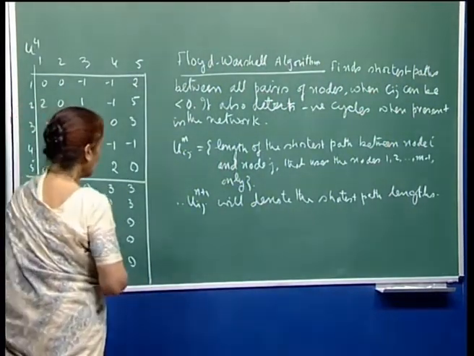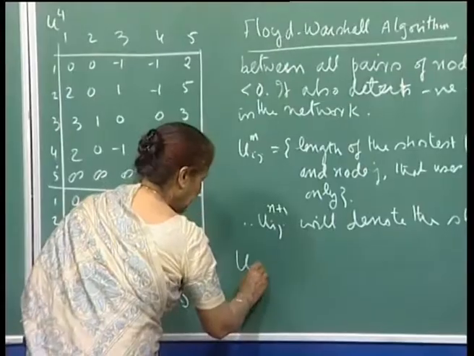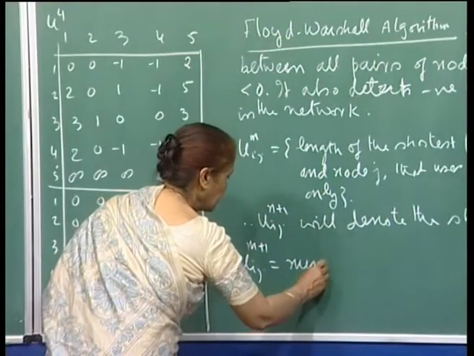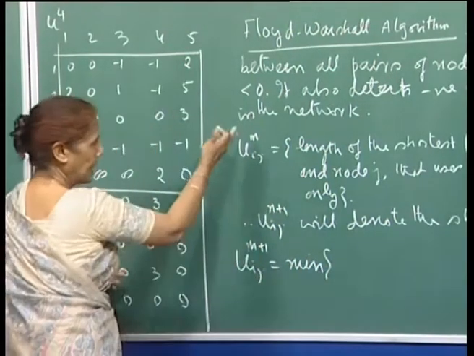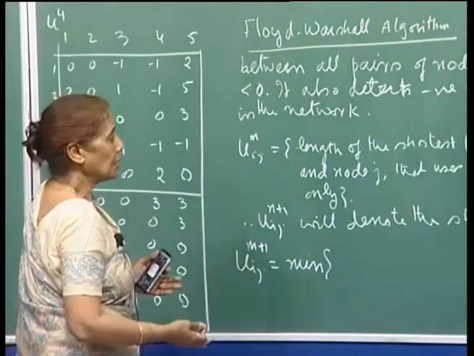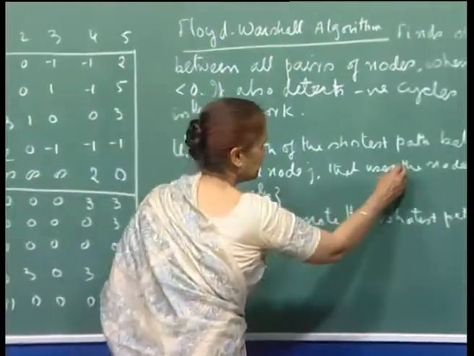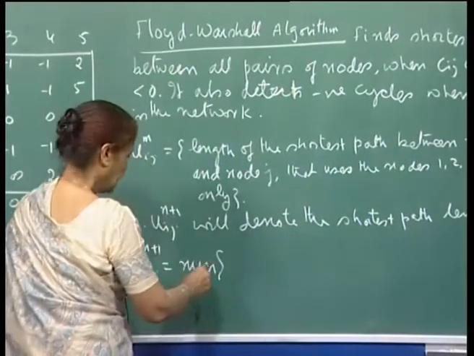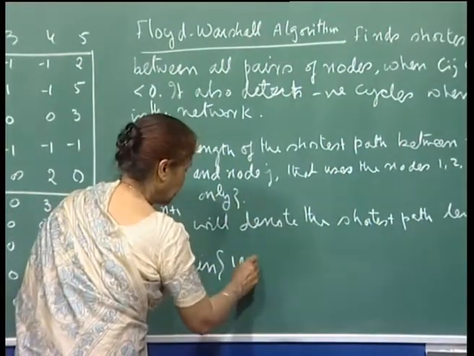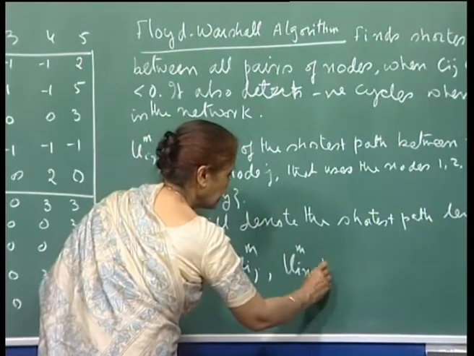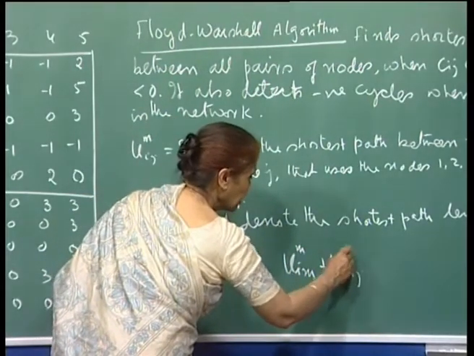So, the idea here is that you write Uij(m plus 1) as the minimum of, that means when you go from m to m plus 1, if you want to include the node m in the computation of the shortest paths, then you will say that this is Uij(m) or Uim(m) plus Umj(m).